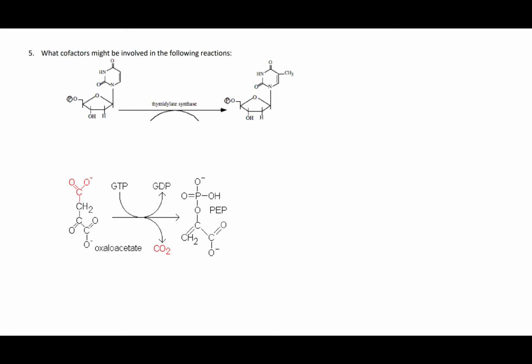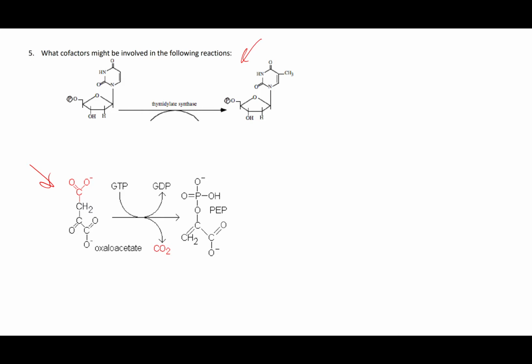All right, so question number 5 on this problem set is: what cofactors might be involved in the following reactions? You guys have not seen any of these chemical reactions before. You'll likely at least see this one in the class. We may or may not get to this one. But these are two actual enzymes found in nature.